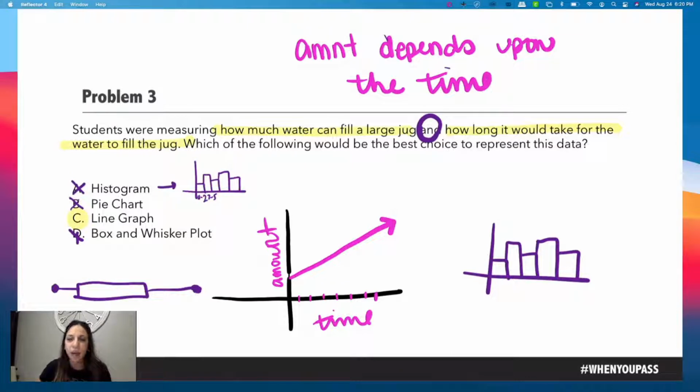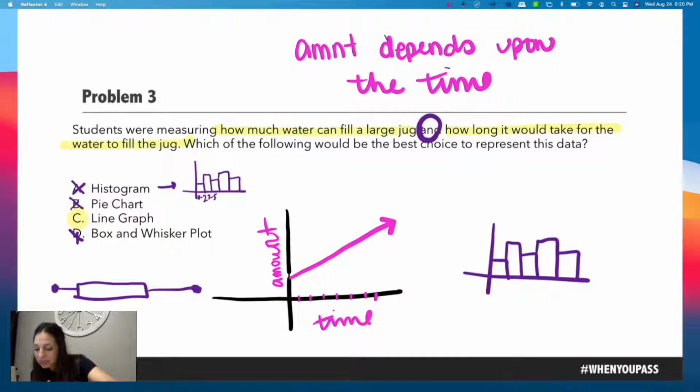Line graph is going to be our best bet. And line graph is absolutely going to be our best bet when we're looking at something over the course of time. So when I'm looking at water over time, or I'm looking at miles per hour, all of those would be excellent uses for a line graph.